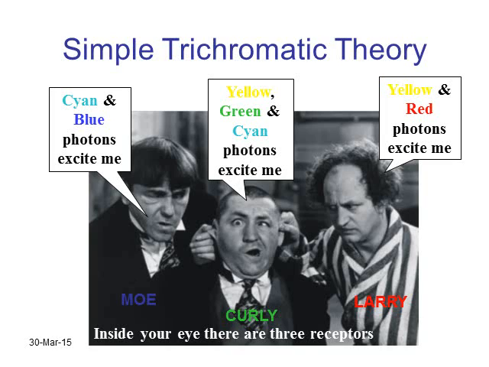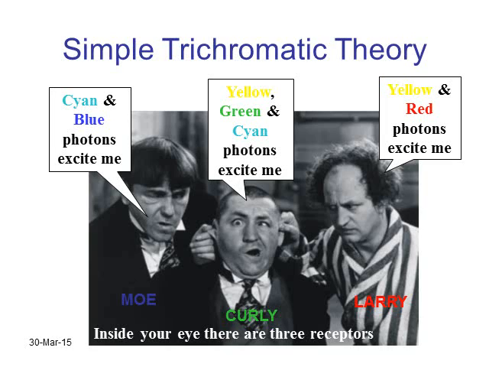And yes, I know you don't know who the Three Stooges are because this is really, really old, but you know, that's just life. So imagine in your eyeball, you have Larry, Curly, and Mo. And Mo gets excited when blue light hits him. Curly gets excited when a green light or photon hits him. And Larry gets excited by the red, all right?